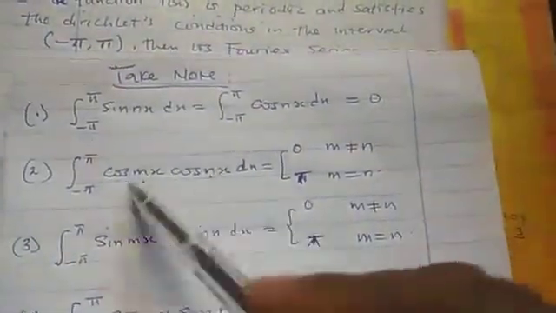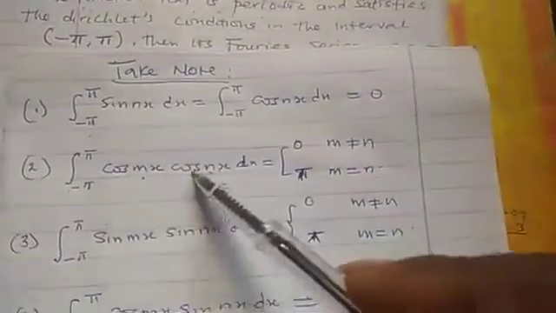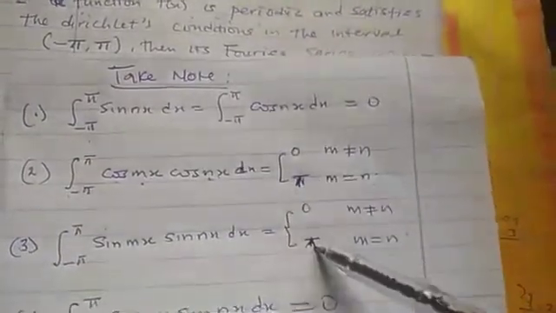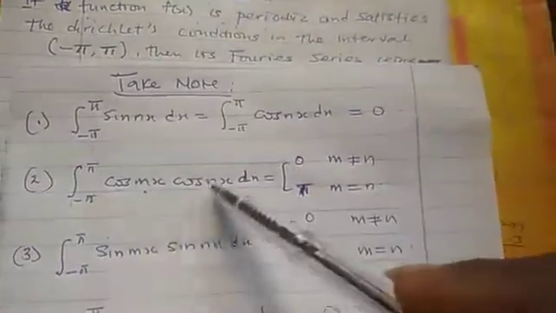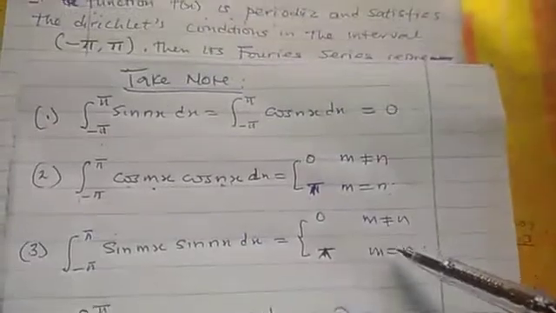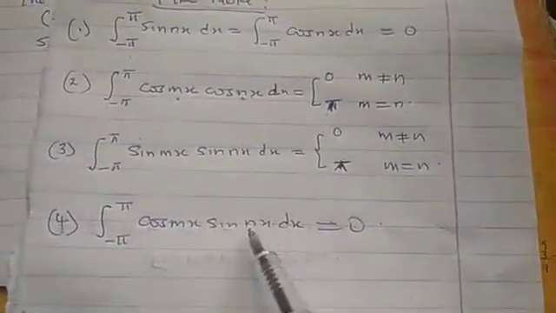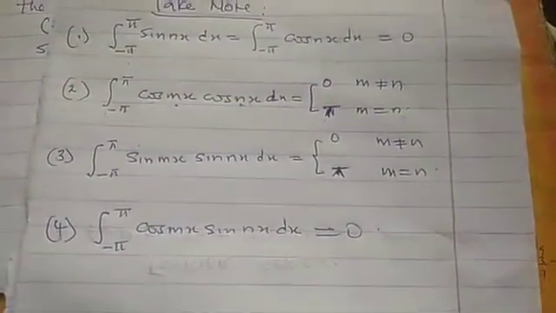If it is cos m and cos n, or sin, with this boundary, it will either be 0 or pi. It will be 0 if m and n are not the same thing. But if they are the same thing, that is, if m is equal to n, it will be pi. Lastly, if you merge sin and cos together, it will be 0. So this one is very obvious. Let us now prove this first one.